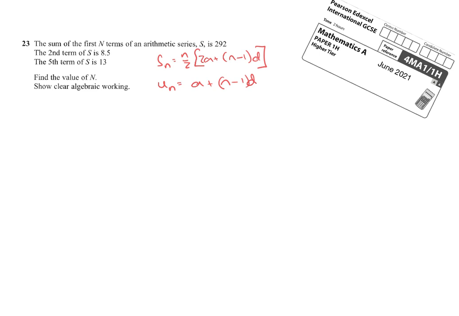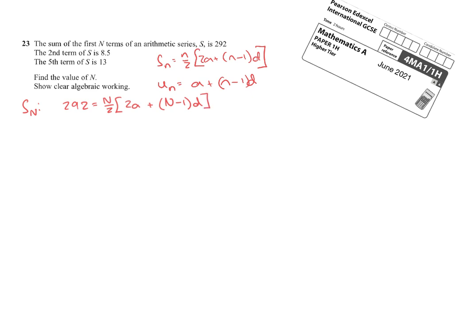Let's write the information from the question using these. We know that for the sum of a certain number of terms, capital N, so S of capital N, I have 292 is what my sum equals. Replace little n with capital N, so I've got N over 2 square bracket 2a, I don't know what the first term is, plus in brackets capital N minus 1, close bracket, multiplied by d, that's the common difference, and I don't know what that is either.